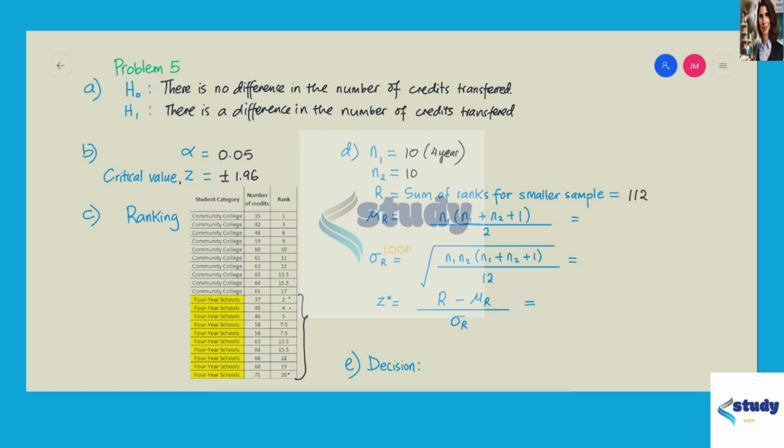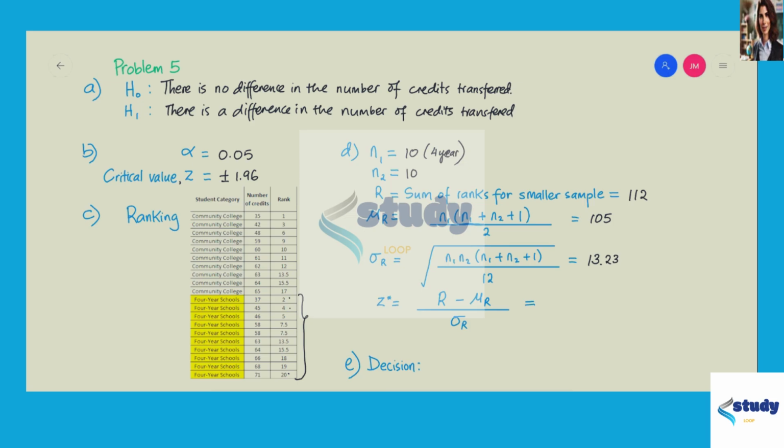Next, we're going to get mu R from the formula mu R equals N1 times N1 plus N2 plus 1, all divided by 2. And mu R, when you work it out, is going to be 105. Next, we're going to get sigma R from substituting the values of N1 and N2 in the formula and solving. And sigma R is 13.23.